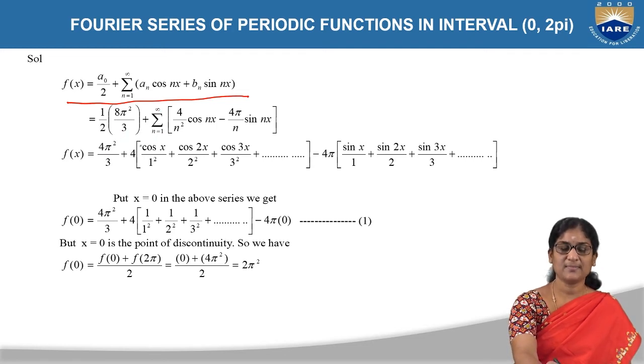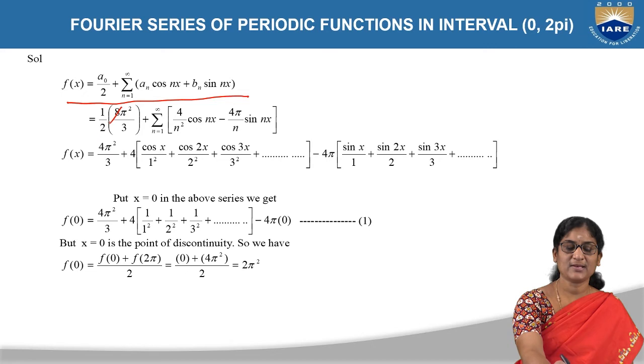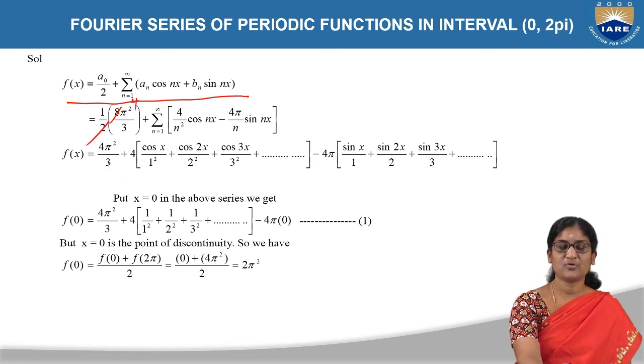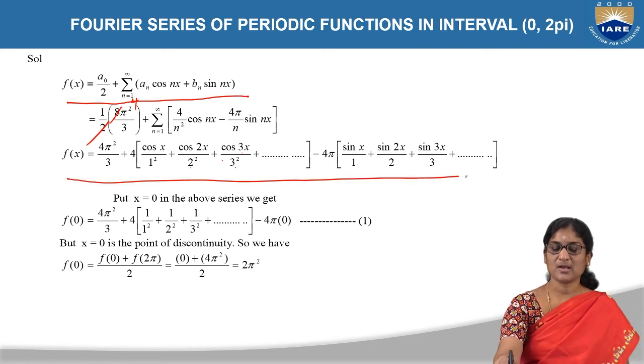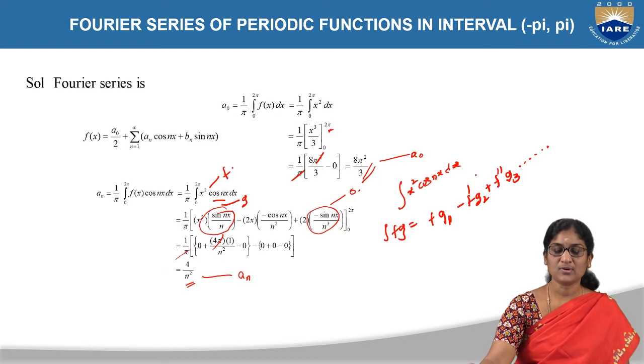So the first term here, the numerator 8 and denominator 2, it goes in 4 times. So 4 pi square by 3 plus 4 into cos x by 1 square plus cos 2x by 2 square plus cos 3x by 3 square, and so on, minus 4 pi into sin x by 1 plus sin 2x by 2 plus sin 3x by 3, and so on. Now this is the required expansion. Now we are left to get the deductions.